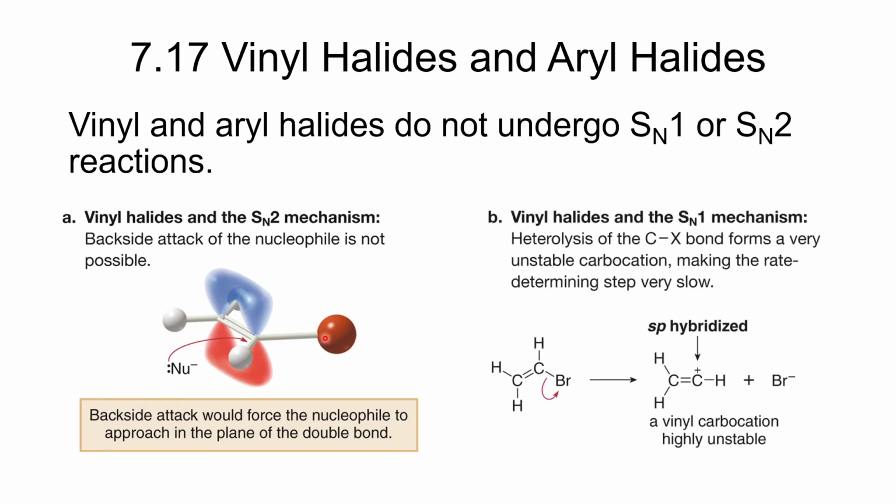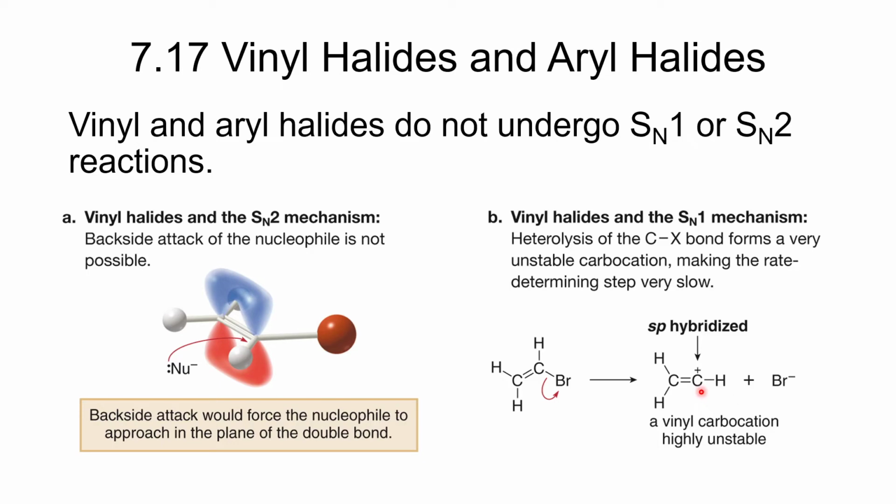All right, so SN2, just not very viable. SN1, the reason it is not viable is that if we lose that halogen to form a carbocation, the carbocation that we're going to get is a vinyl carbocation, which is sp hybridized. And it turns out that that is very unstable. So sp hybridized carbocations are very unstable and it's just not likely to happen.